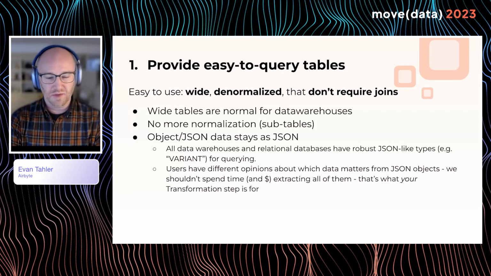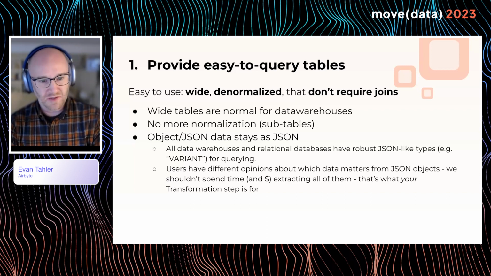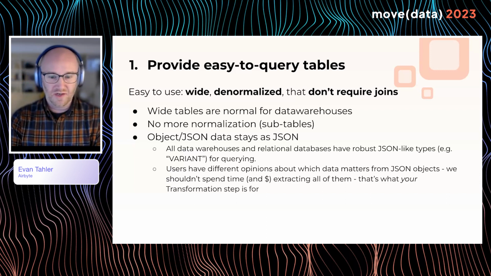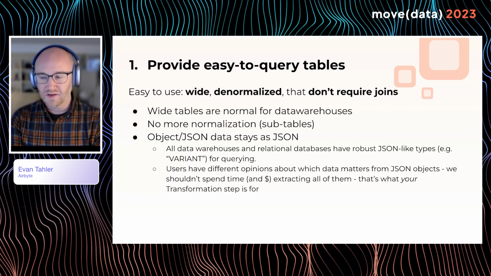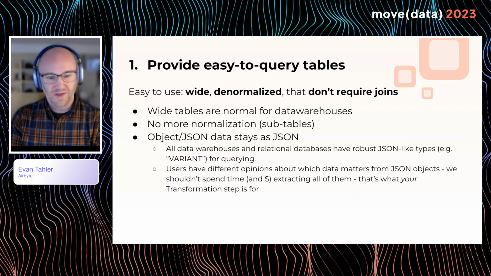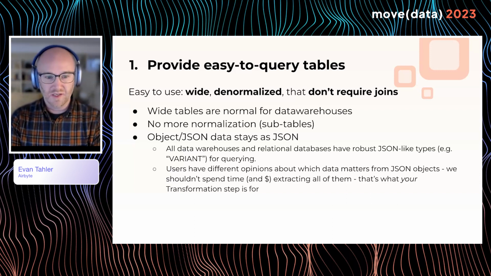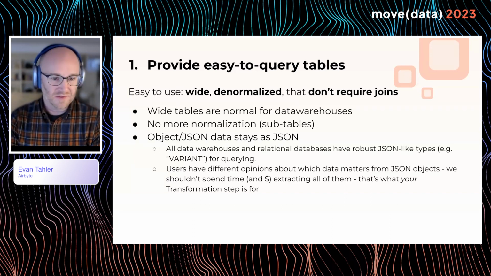We also don't want to explode this JSON data because we're not really sure what all of our users want. Some people find all the properties in that JSON very valuable. Some people don't. And that's what your transformation step is for, the next step in your ELT process. Extract it if you need it. It's possible, but we're not going to waste time and money doing it by default. It's up to you.